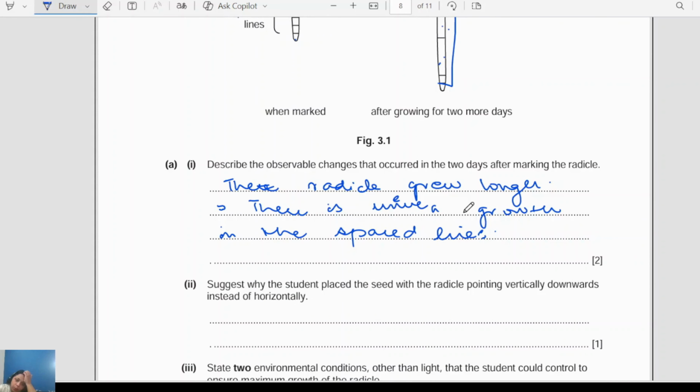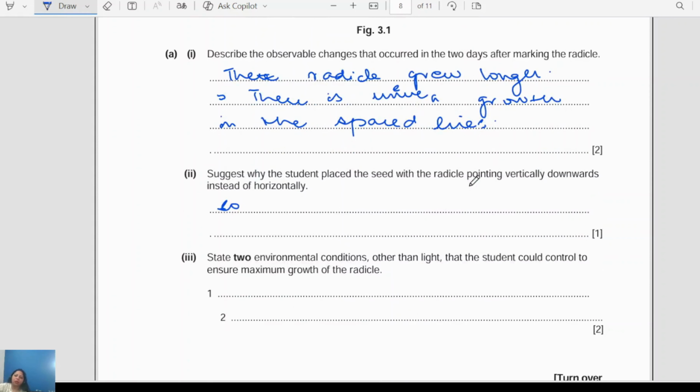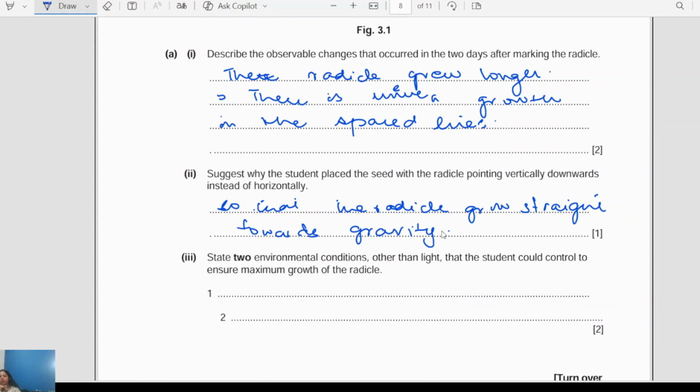Suggest why the student placed the seed with the radicle pointing downwards. So that first of all it shows the positive tropism. So that the radicle grows straight towards gravity. State two environmental conditions that should be controlled to ensure maximum growth. What can be given for the maximum growth? Temperature. Good.